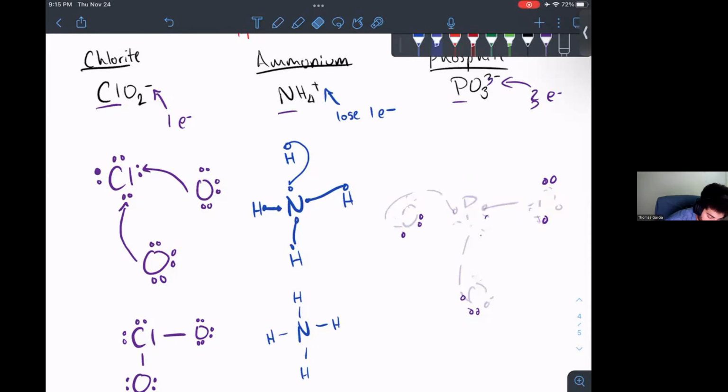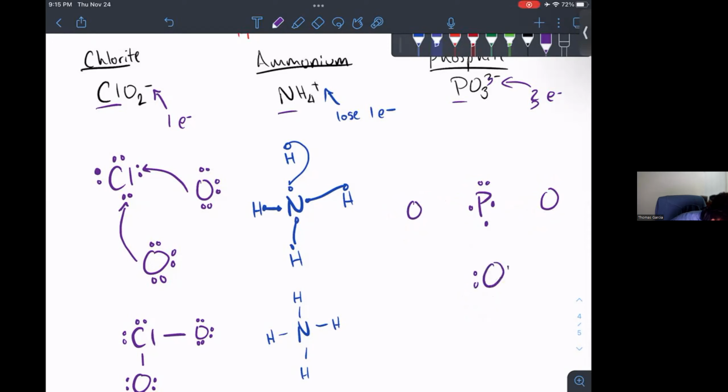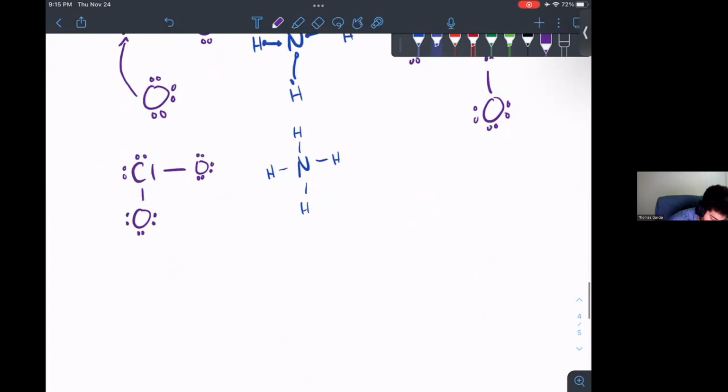I'm actually just going to erase it and start over. P, 1, 2, 3, 4, 5. Oxygen, oxygen, oxygen. And you'll notice this time around, I already drew the electrons shifted over. So we can just add our 3 electrons in here, and oxygen does its thing. Therefore, clean it up, and it looks like this.